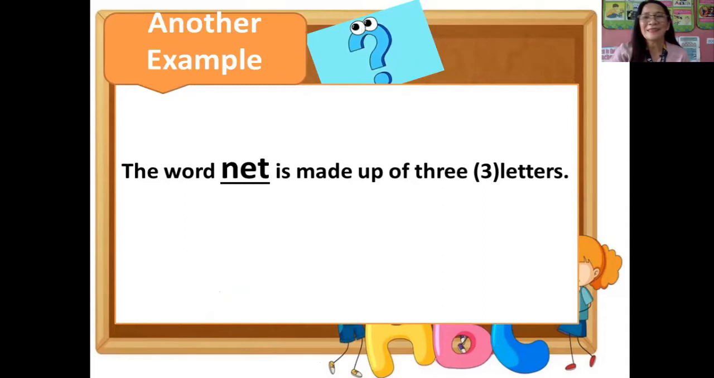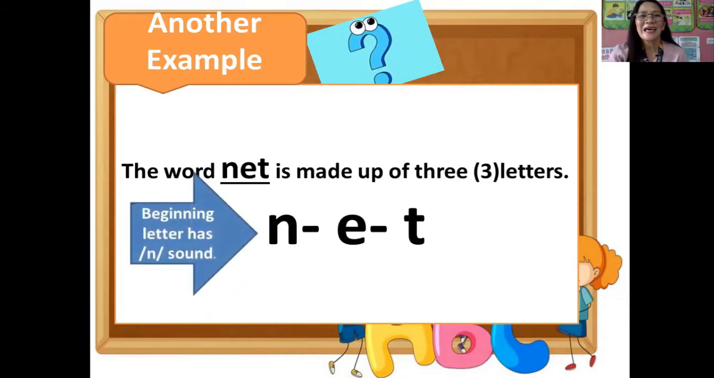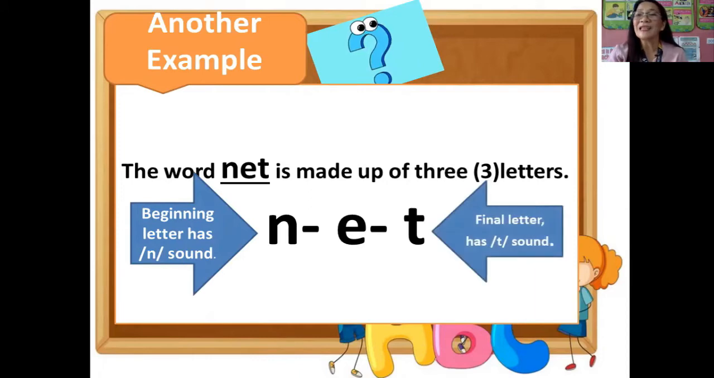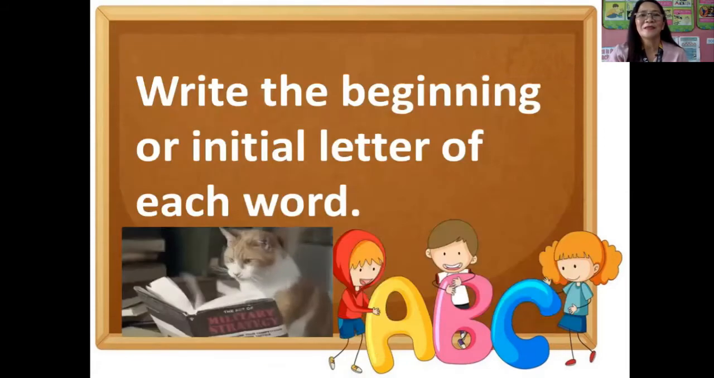Another example, the word net is made up of 3 letters. These are N, E, and T. N is the beginning letter and has the N sound. T is the final letter and has the T sound. And E is our middle letter and has the E sound.